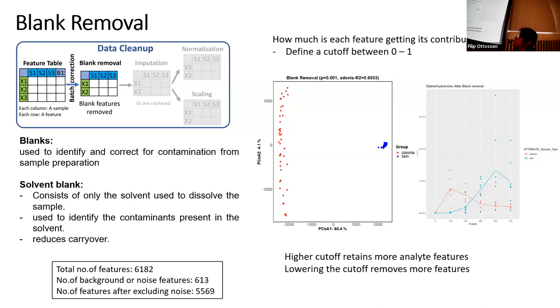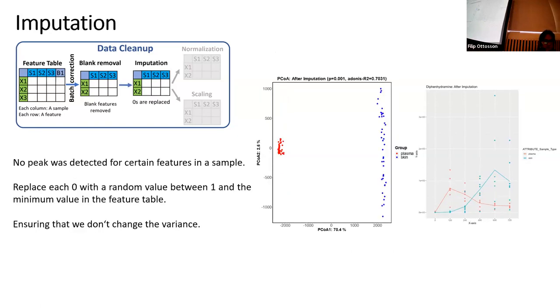Yeah, and we have used a 0.1 cutoff, and this is the total number of features that were there. With the 0.1 cutoff, we removed 613 features. You could also play around with this number and see how many features you remove. And after blank removal, this is what we observe. I'm just looking at this drug, and this drug is also not in the blank, so it doesn't change anything here.